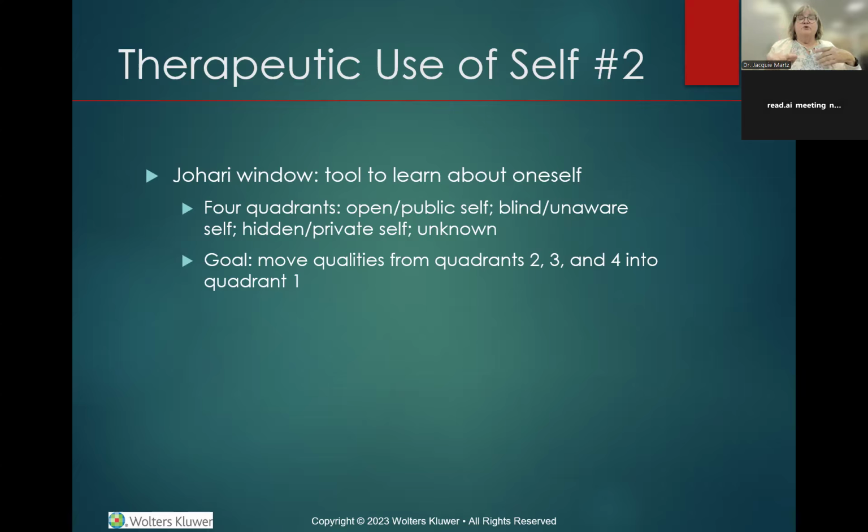The goal is to move from 2 and 3 and 4 into number 1. So, like I said, you want to meet them where they're at. You want to guide them towards this openness or this trust relationship with you. Now, it's not necessarily considered an open thing, as in open to the public or their public self, but open to you in a therapeutic relationship.